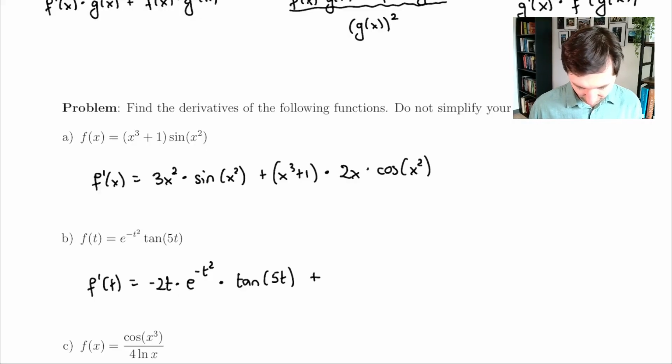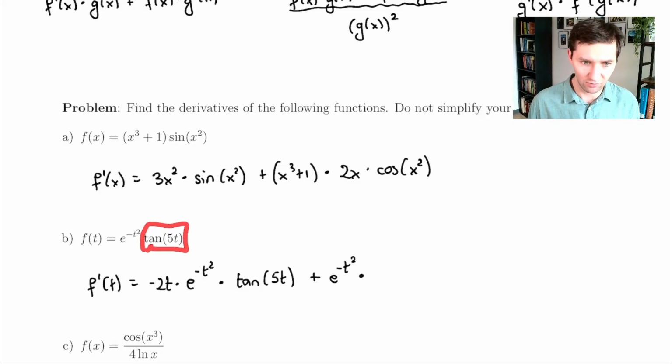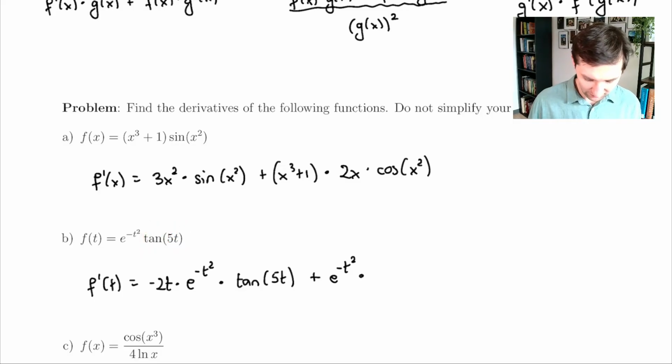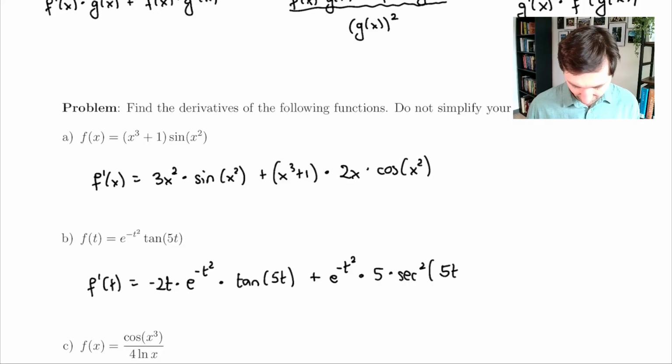And I add to it the first function multiplied by the derivative of the second function. I apply the chain rule. The derivative of the inside is 5. The derivative of the outside, the derivative of tangent, is secant squared. So I get times secant squared with the inside function plugged in.